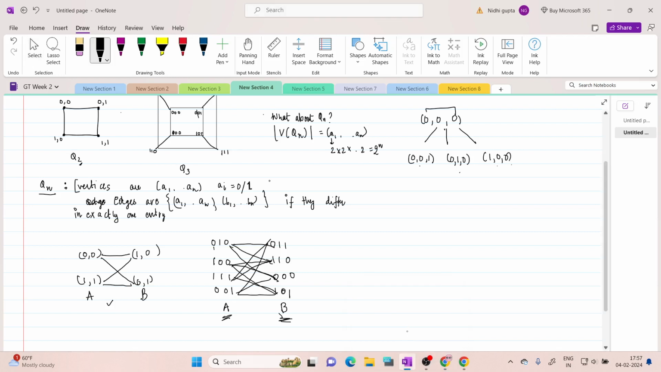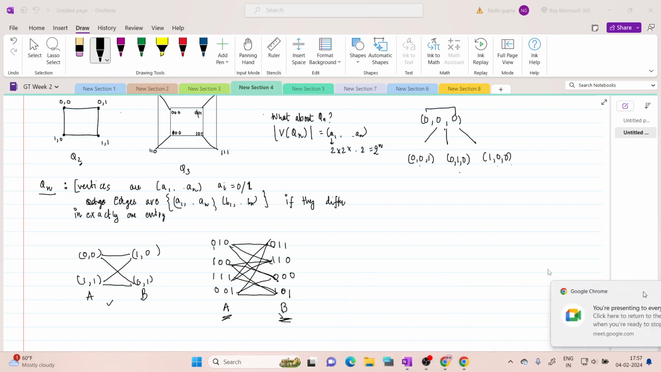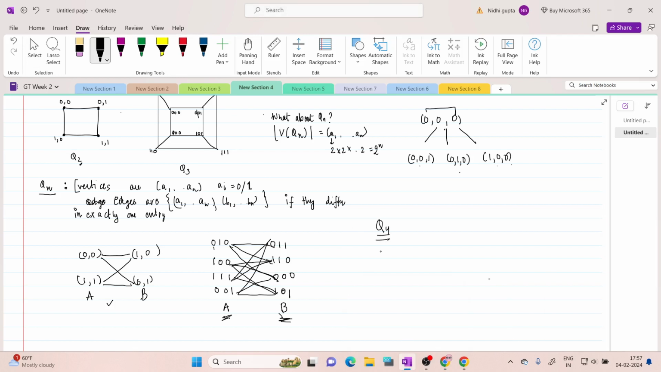So basically, now if I was talking about Q4, it will have 2 raised to the power 4, that is 16 vertices. So it is very difficult to make a graph. But still I am saying that we can conclude whether it is bipartite or not.